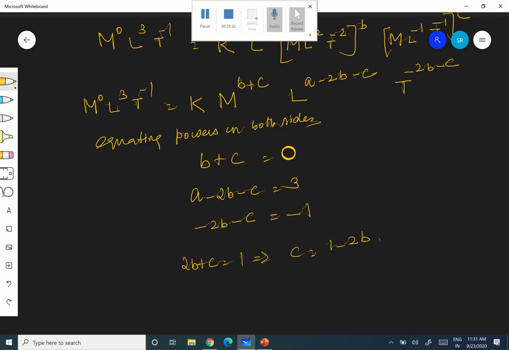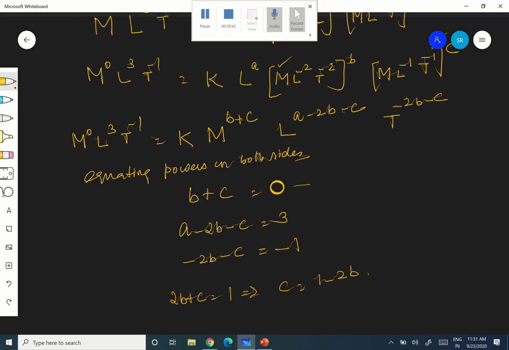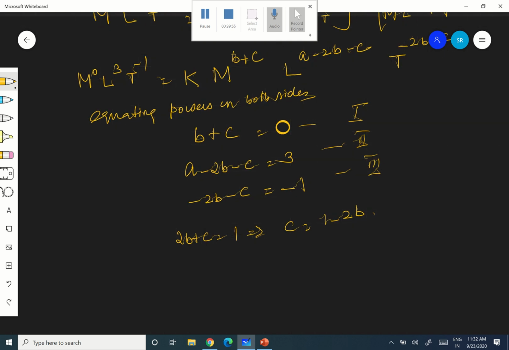Substitute in equation B plus C. This is equation number 1, which is given. Therefore, substitute in equations 1, 2, 3. So substitute the value of C in 1. While you substitute the value of C in 1, I think you will get B as.